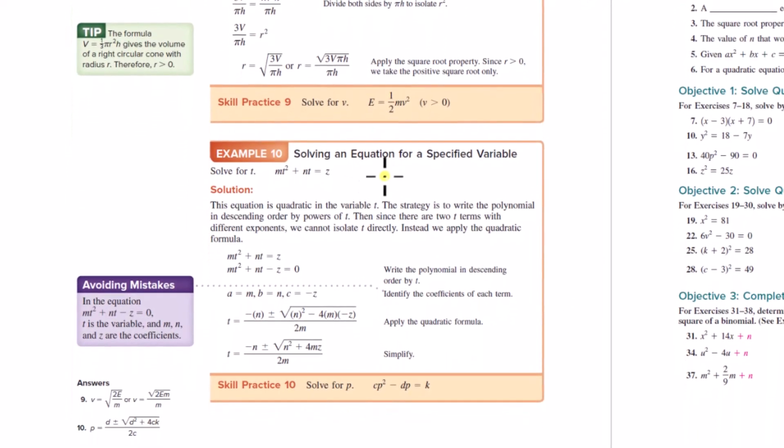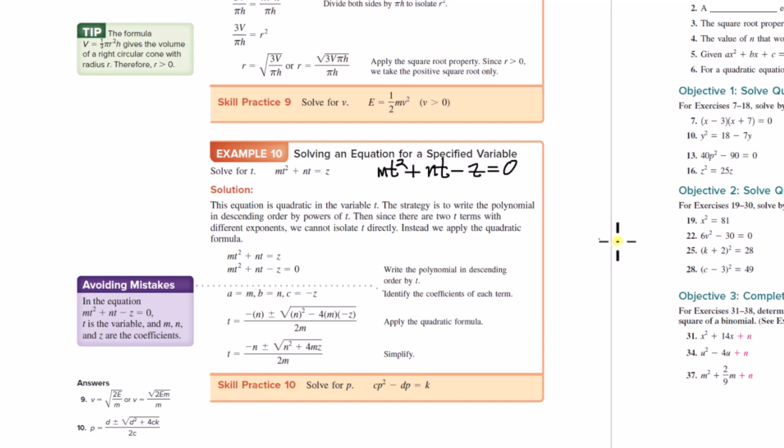Okay, what about, it says solve this mt squared plus nt is equal to z for t. Well, we could just use the quadratic formula here. So mt squared plus nt minus z is equal to 0. We'll just replace all of the variables in the quadratic formula with, instead of a, b, and c, do m, n, and minus z. And that's what they do.